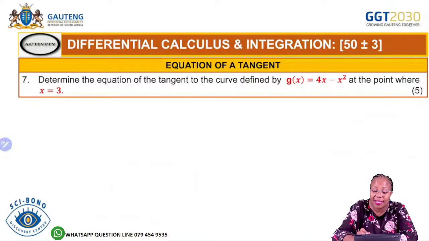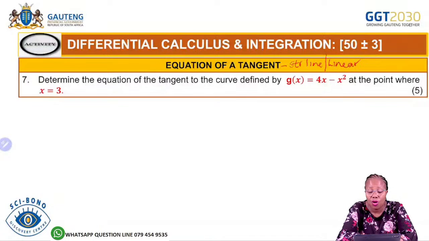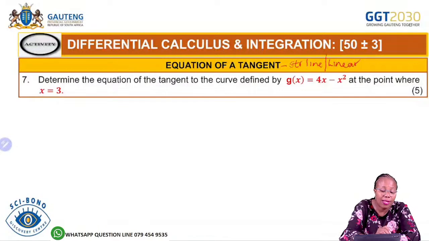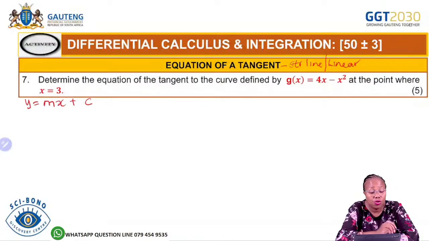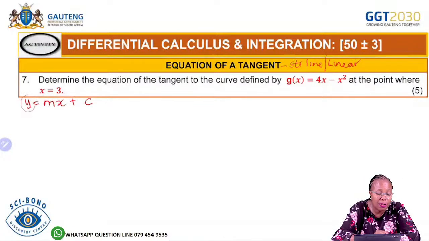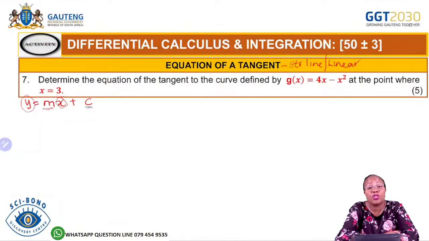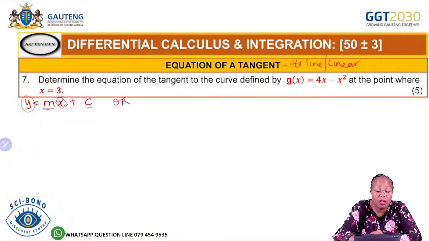A tangent is a straight line, or it's a linear function. So from the information that we know, for the equation of a tangent, we use the formula that is y equals mx plus c. So if we need an equation, we must leave y and x. So we need the value of m and the value of c so that we can get that equation. Or if you don't use that original, you can use y.